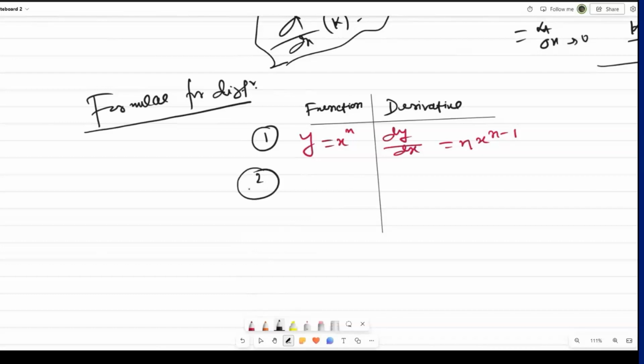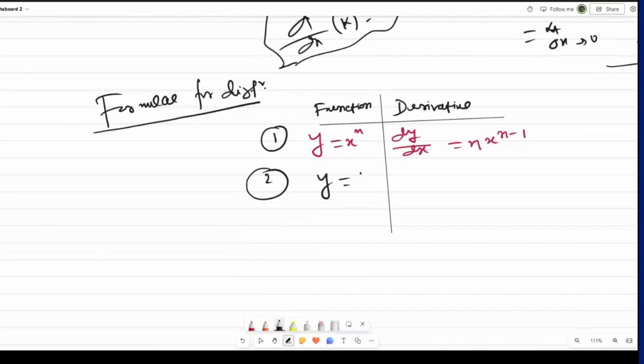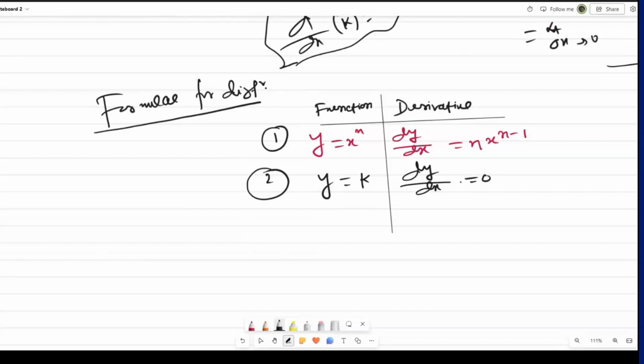Then derivative of constant, y equal to k. K is a constant. What have I got? dy by dx equal to 0. Okay? These are formulas. You are going to apply these in the future.